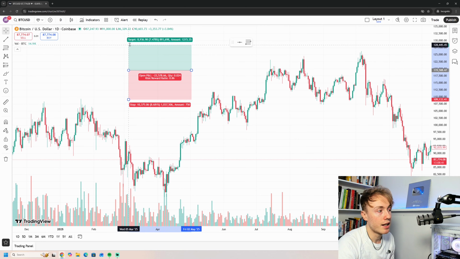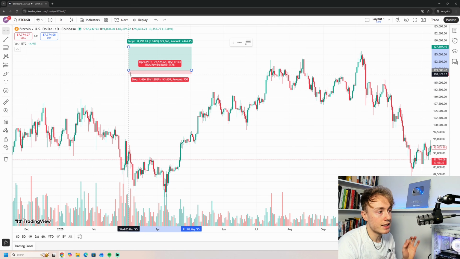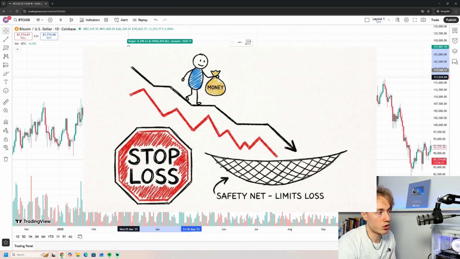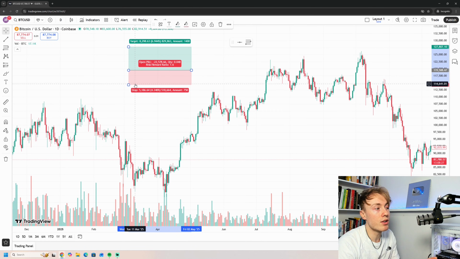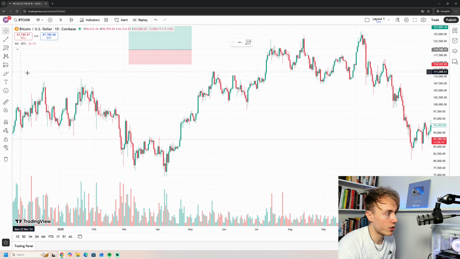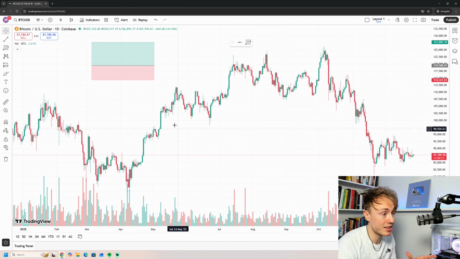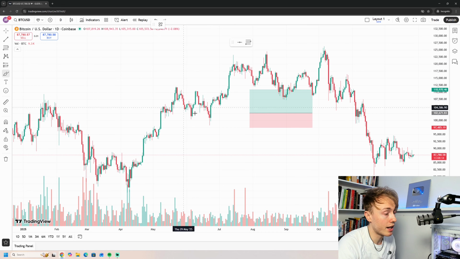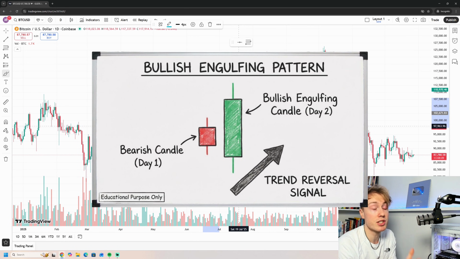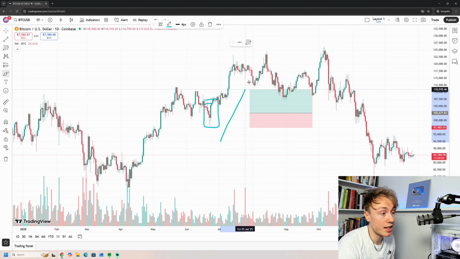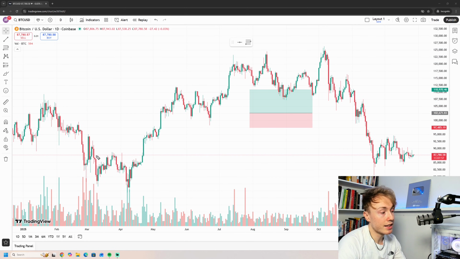Then you will have a sort of green area and a red area. The red area is what is known as a stop loss, and you will place this level where you automatically plan to sell what you're trading. So right now we are on Bitcoin, and for simplistic sake, let's say that we found a trade right here. This right here was actually a bullish engulfing pattern. It's a bullish Japanese candlestick pattern that indicates a move towards the upside. So let's say that we found this pattern.